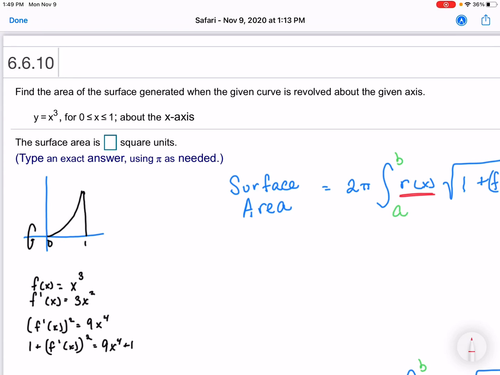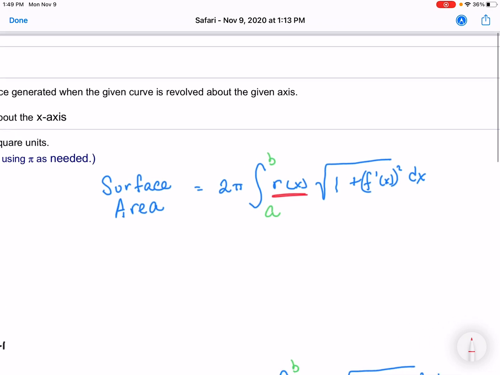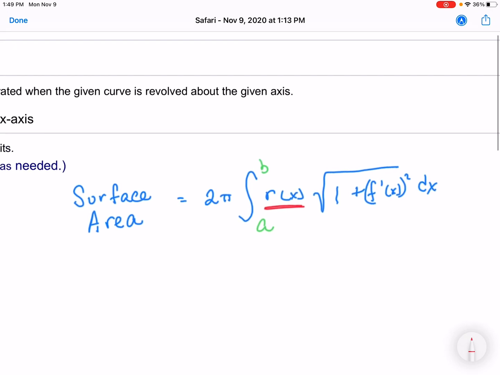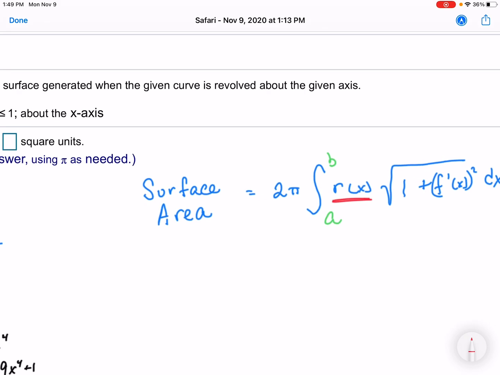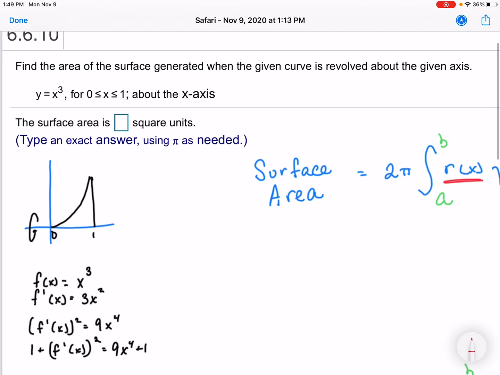Here we are finding the area of the surface generated when we revolve the curve y equals x cubed for 0 less than x less than 1 about the x-axis. First of all, remember our surface area formula: the surface area is equal to 2 pi times the integral from a to b of r of x times the square root of 1 plus f prime of x squared dx.